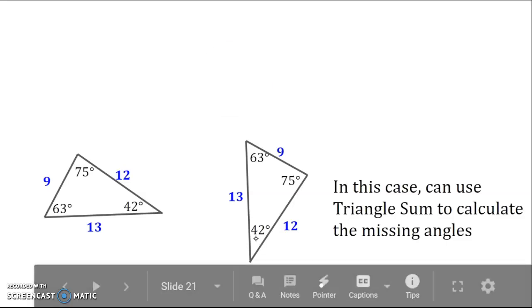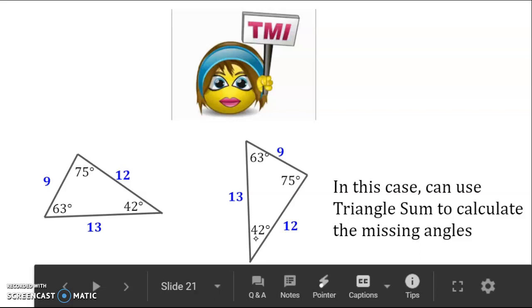Okay, alright then, but do we need all 6? No, we do not. That's too much information. We can always find the missing angle by using the triangle sum. So if you're given 2 angles, we know how to find the third angle. Even if this 75 degrees was missing, but we had the other angles here, then we would be able to figure out this was 75, and so on. Okay?